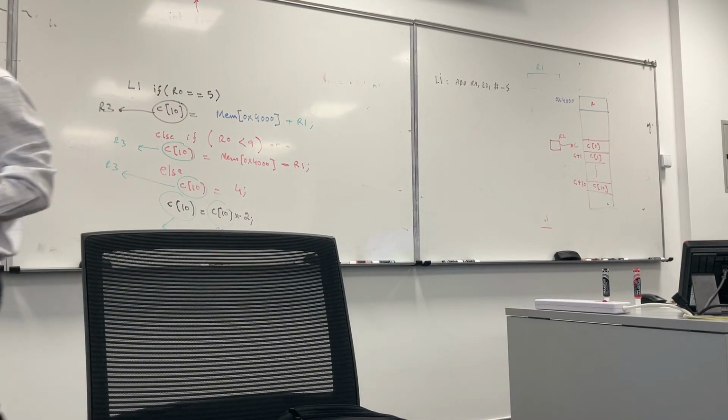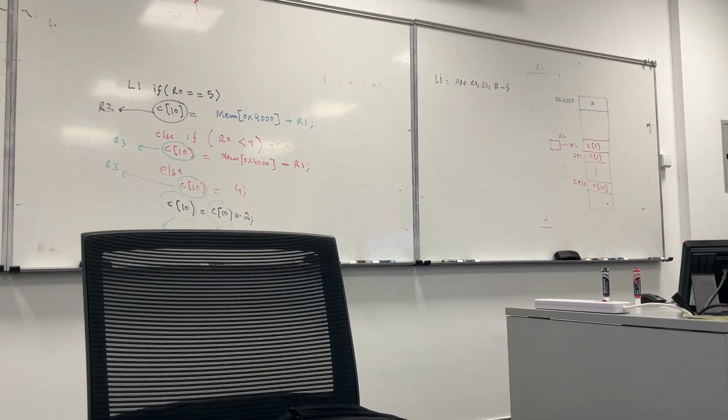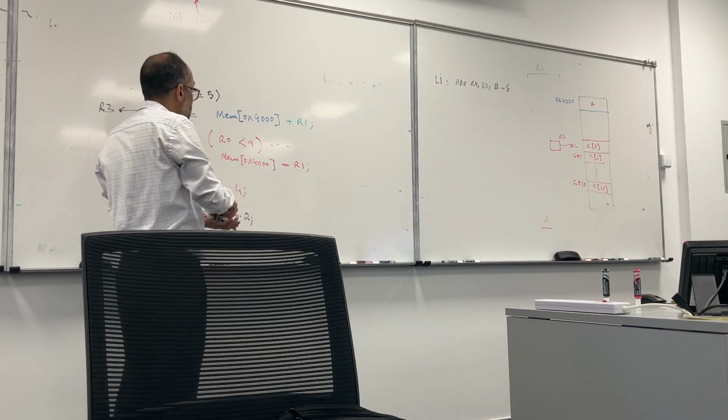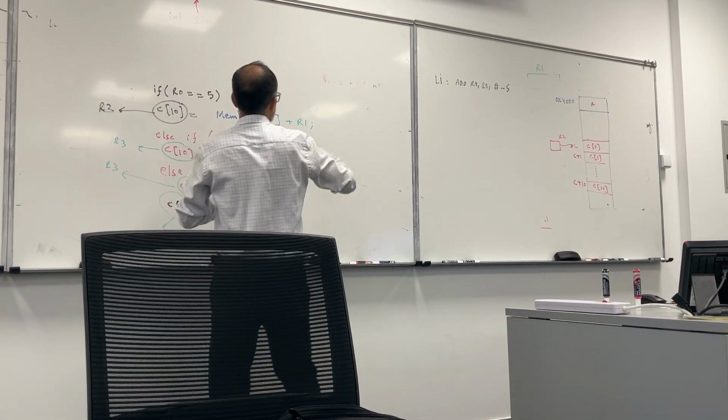There are two conditions: the condition is true or the condition is false. If it is equal to 5, where should we jump? C10. So for this C10, this is my line 1. Please remember, this is important.